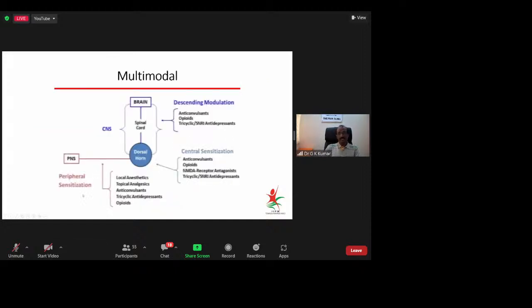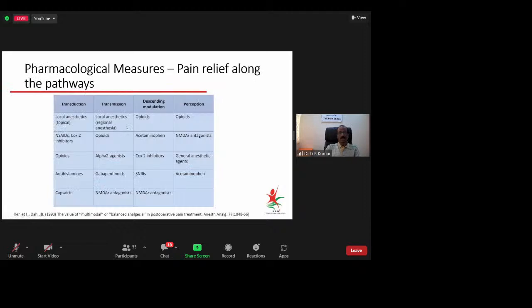So these are all the drugs which are acting at various levels: dorsal horn level, peripheral sensitization, central sensitization, descending modulation. So many drugs are there. This is just a bird's eye view of exactly where the drugs are working. At the transduction level, the local anesthetics, NSAIDs, opioids, antihistaminics, and capsaicin work. All these things are working around the level of transduction.